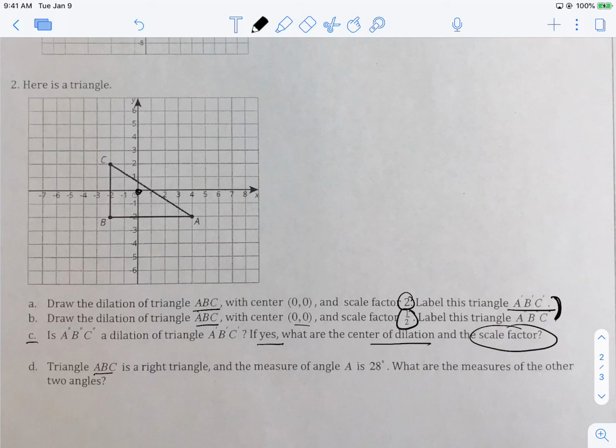Then it says triangle ABC is a right triangle. That's why it has this right angle right here. And the measure of angle A is 28 degrees. What are the measures of the other two angles? So you got to remember what a right triangle, how much angle that is, and then find angle C.